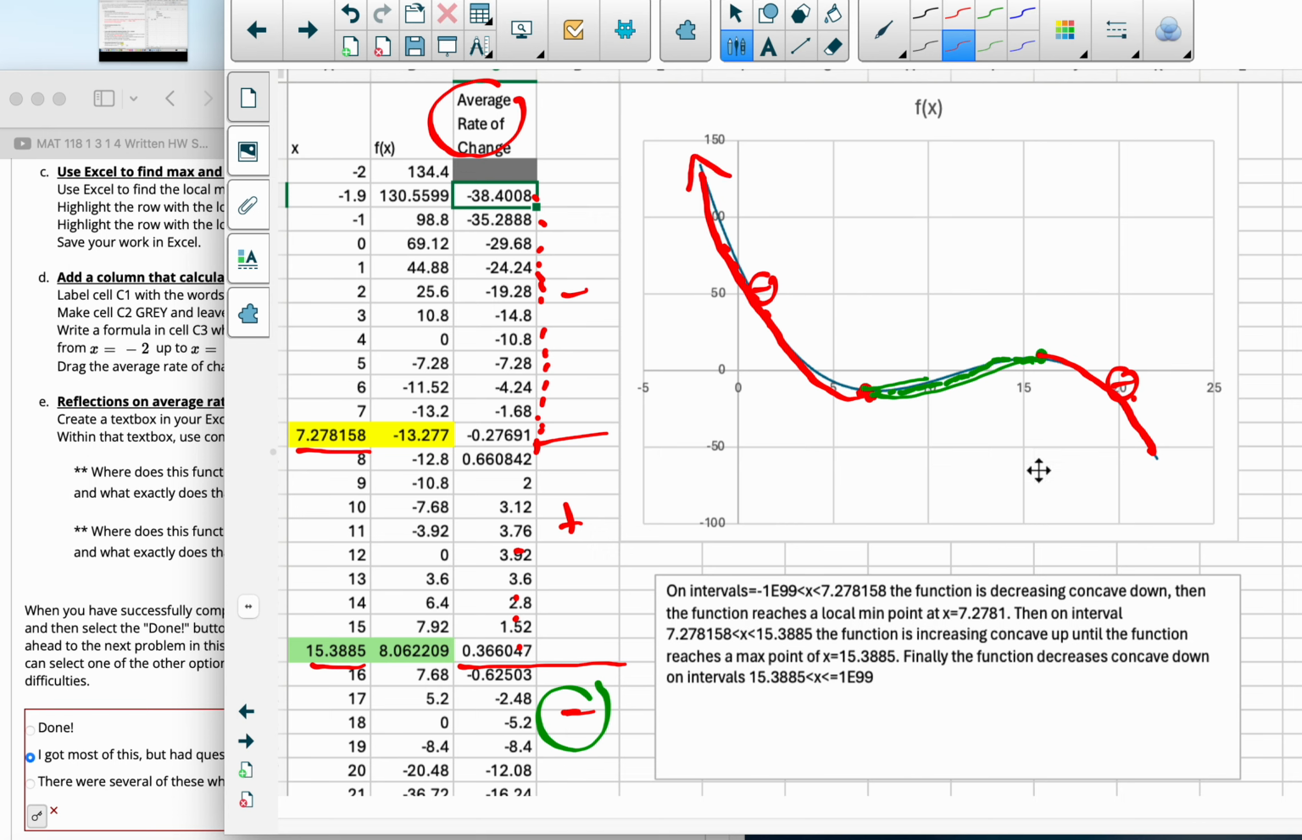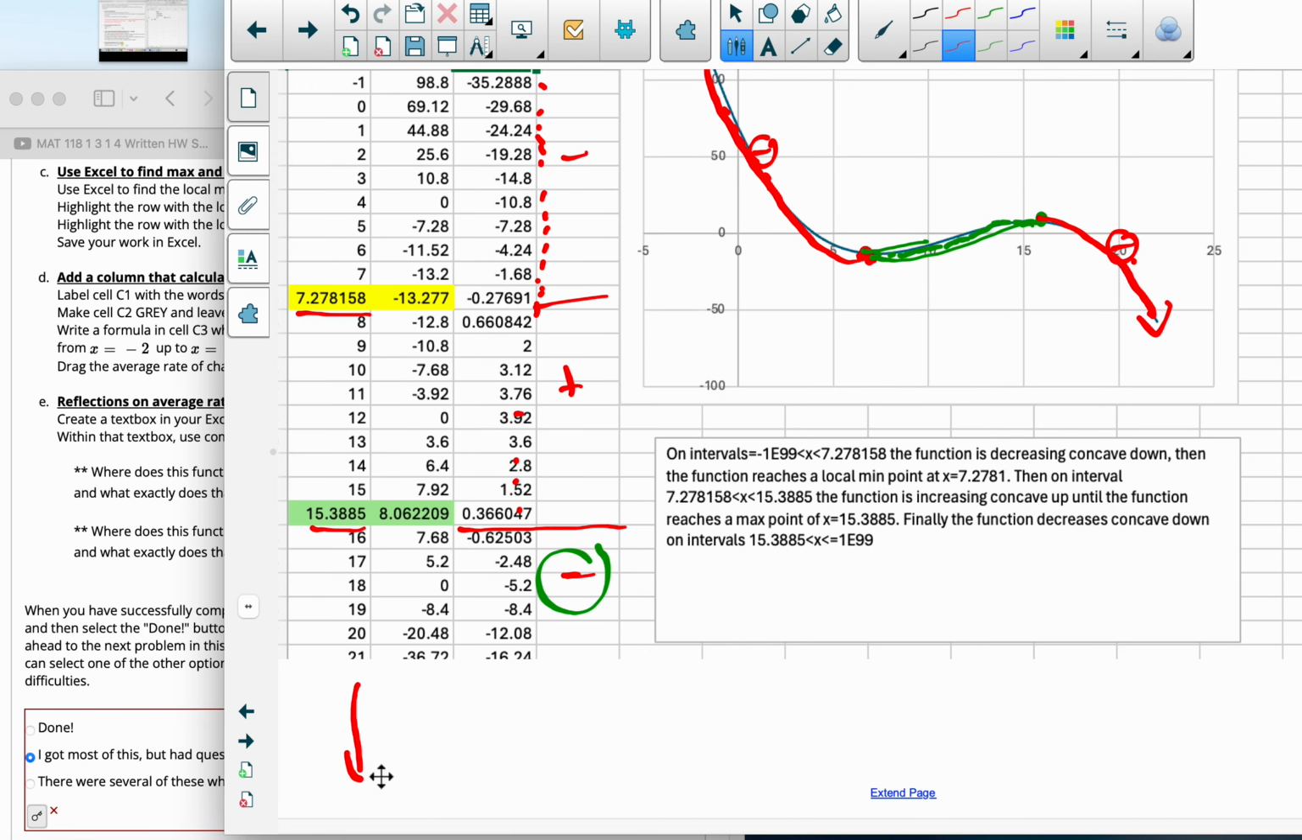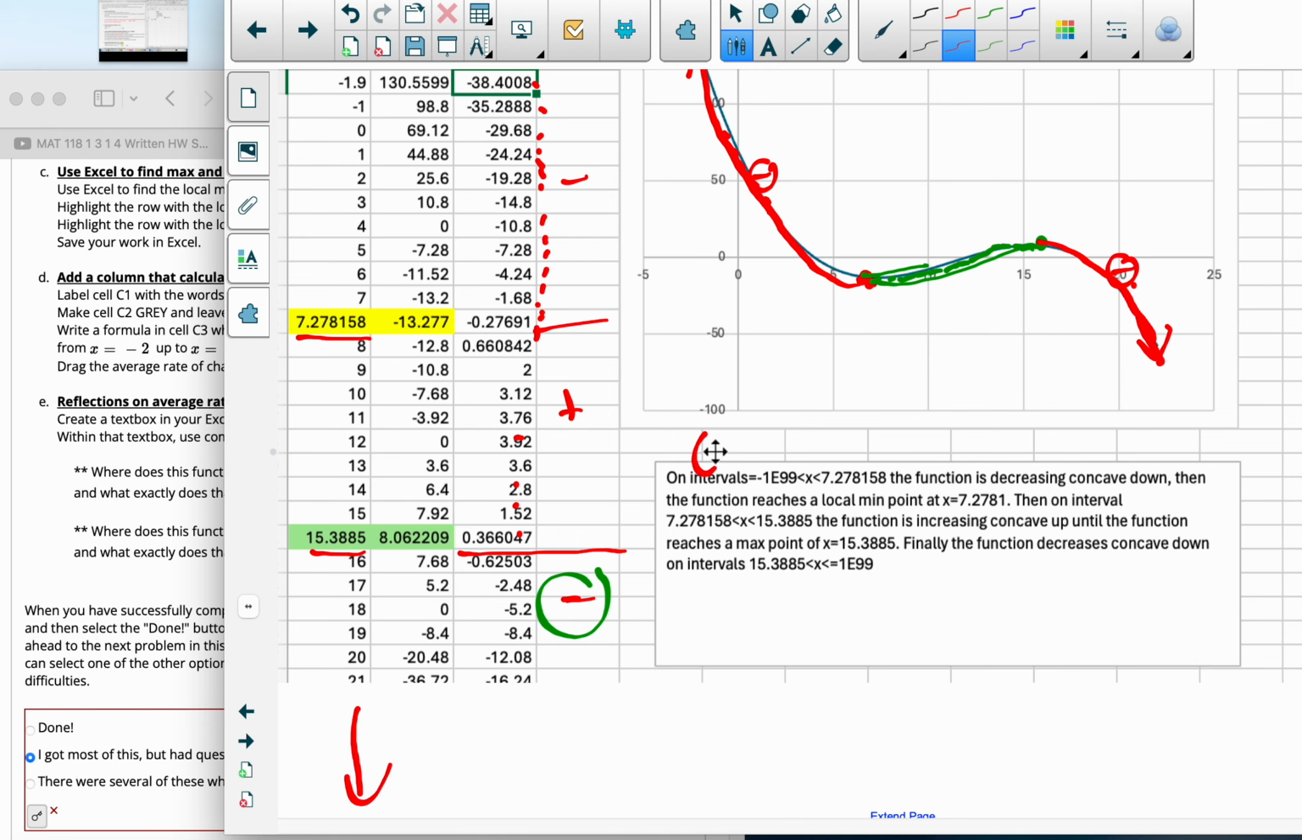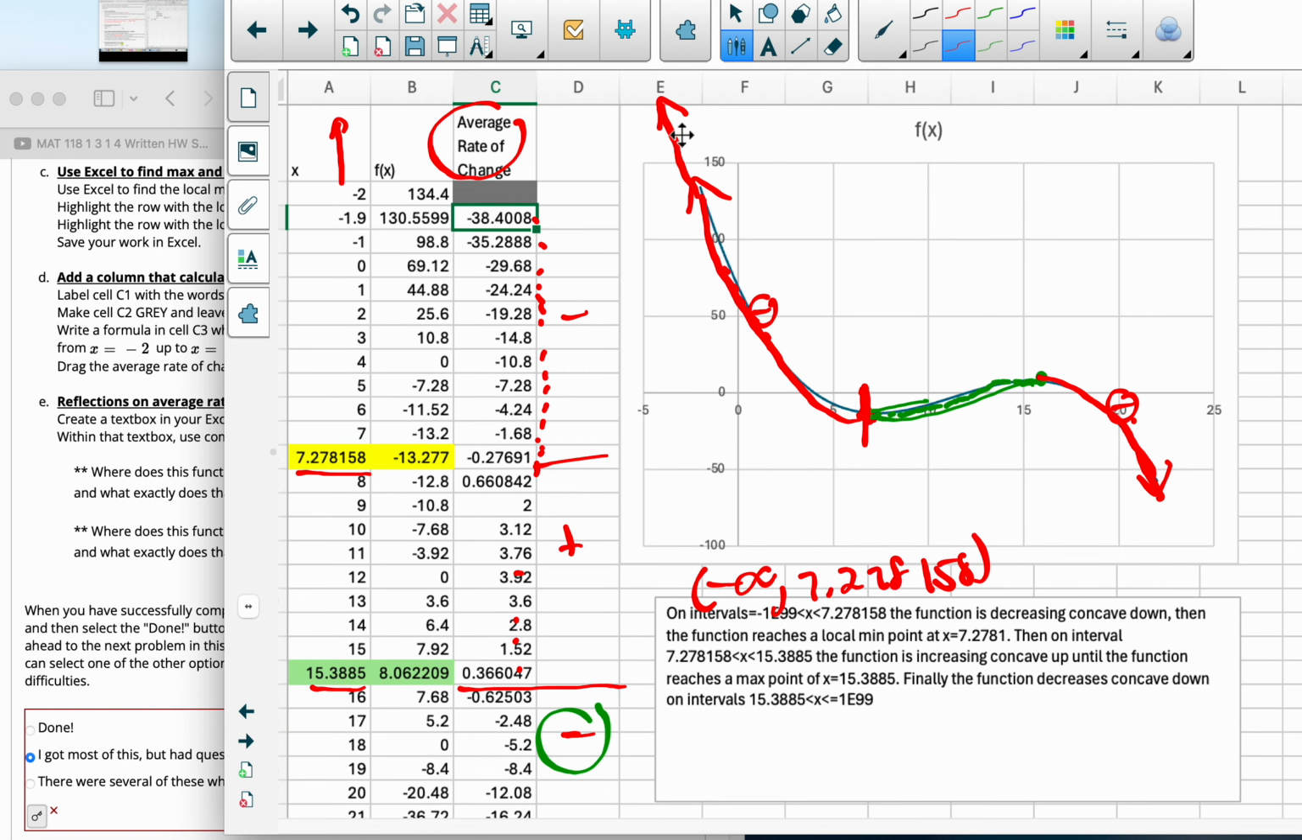So this function keeps going on the ends. I could say that its rate of change is negative, and as I continue to get more negative, if the table continued past 21, it would continue to be negative. So this interval here says between negative infinity and up to this x value, 7.278158, the function is what's happening? It's decreasing.